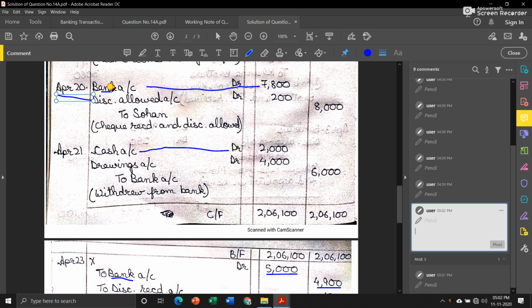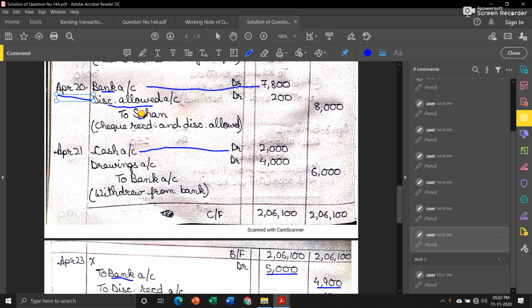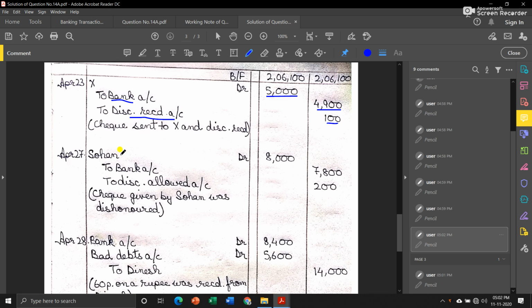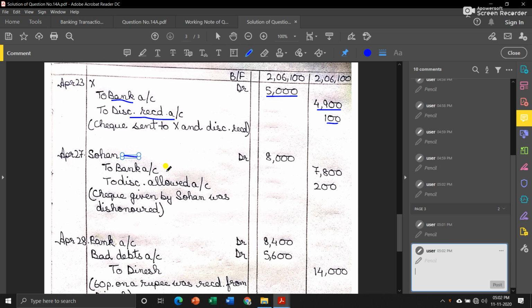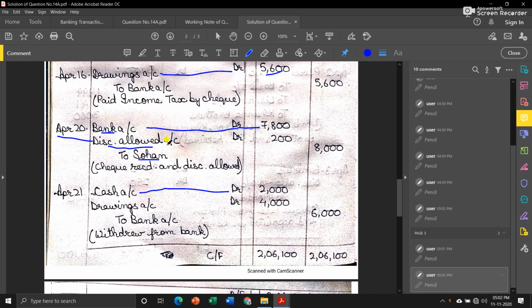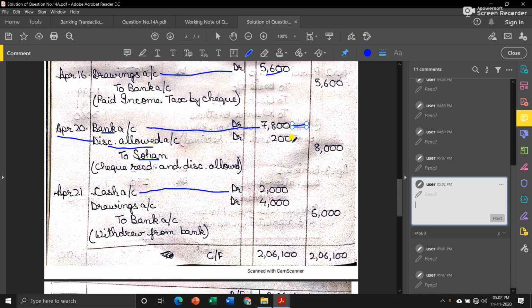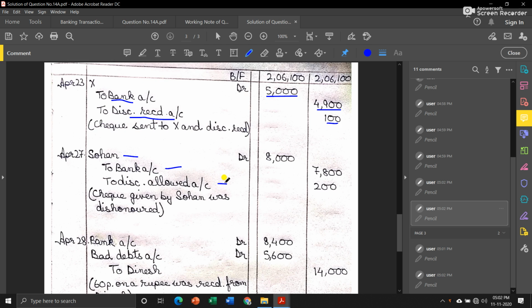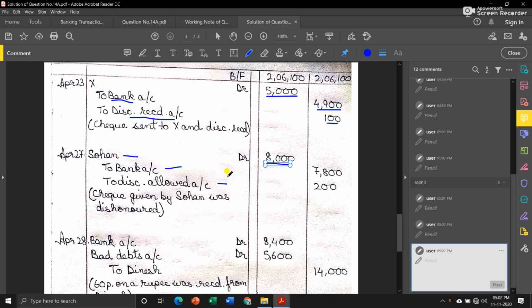Earlier bank account was debited, discount allowed was debited, and Sohan's account was credited. Now when the check was dishonored, earlier Sohan's account was credited, now we will debit Sohan's account. Bank account was debited earlier, we will credit bank account, and discount allowed account also will be credited. Amount will be same. See, bank account was debited by 7800, discount allowed was 200, and altogether Sohan account was 8000. So while passing entry for dishonored also, we will do the same. Sohan's account will be debited by 8000, bank account and the discount allowed account will be credited by the same amount.